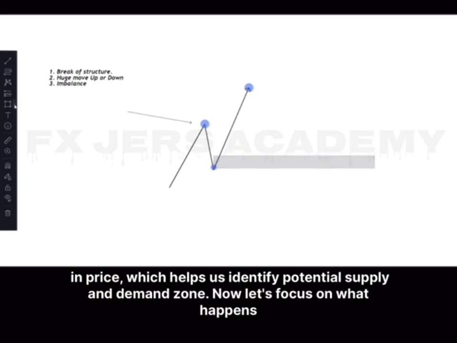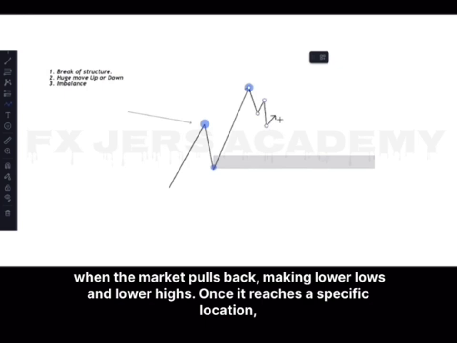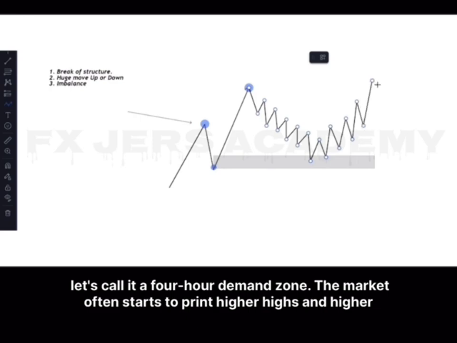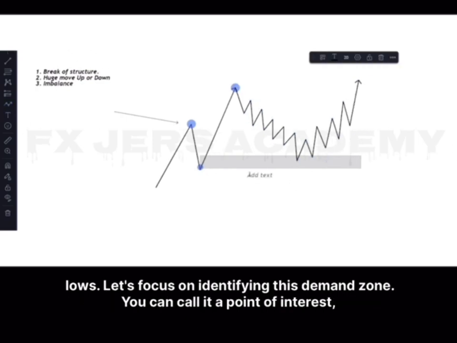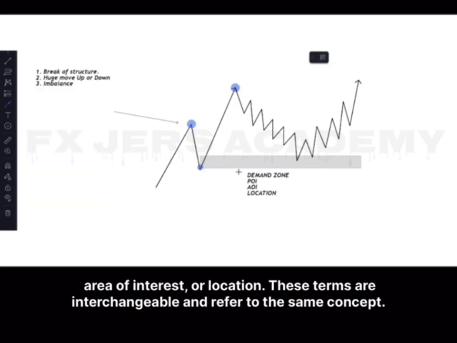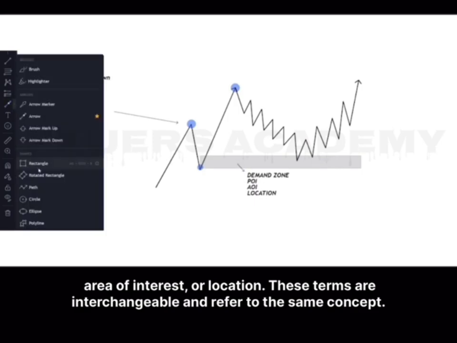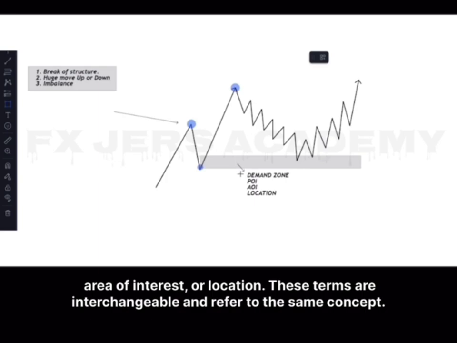Now let's focus on what happens when the market pulls back, making lower lows and lower highs. Once it reaches a specific location, let's call it a 4-hour demand zone, the market often starts to print higher highs and higher lows. Let's focus on identifying this demand zone. You can call it a point of interest, area of interest, or location. These terms are interchangeable and refer to the same concept.